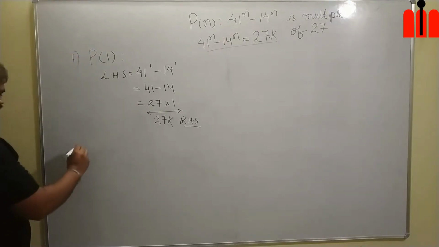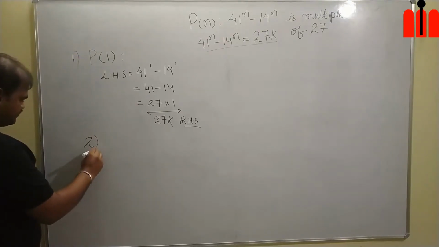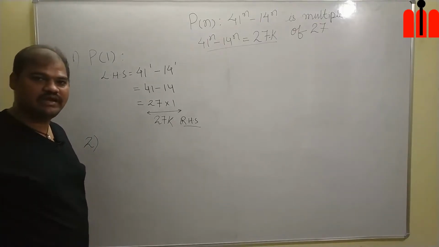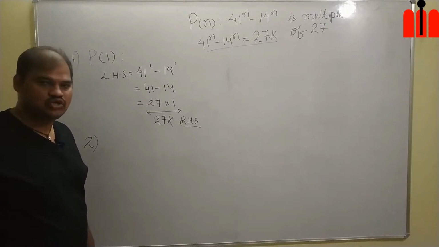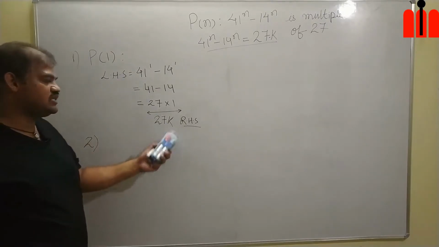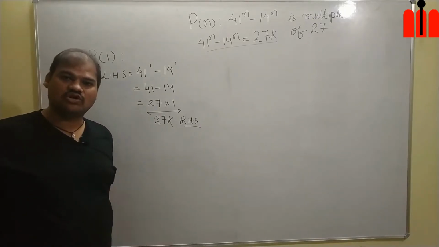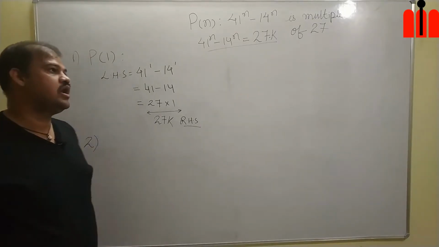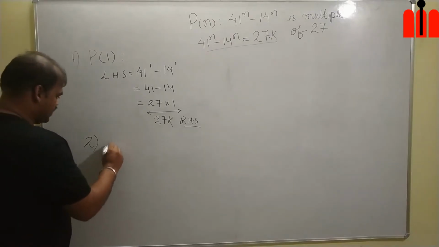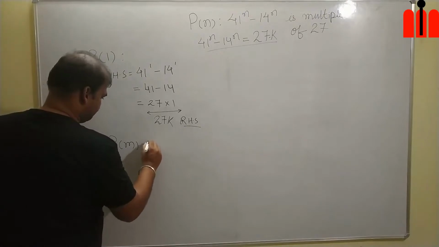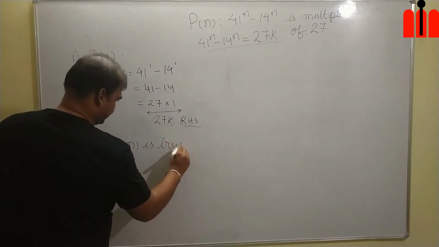Now in my second step, I have to assume that Pm is true. Why? Because P1 is true, so I will assume that my Pm is also true. Now let's assume that Pm is true.